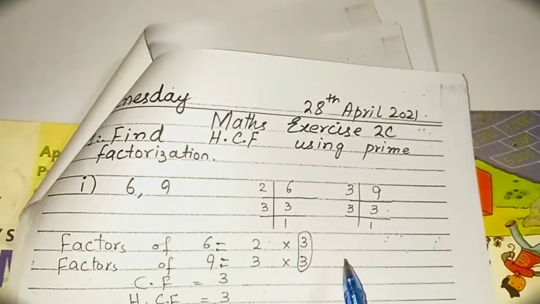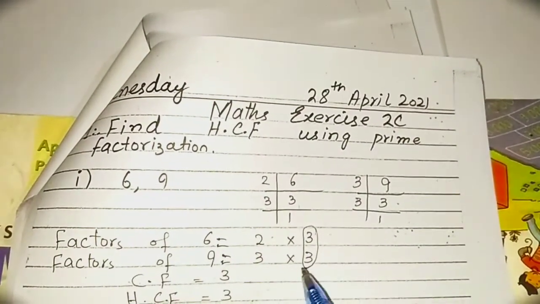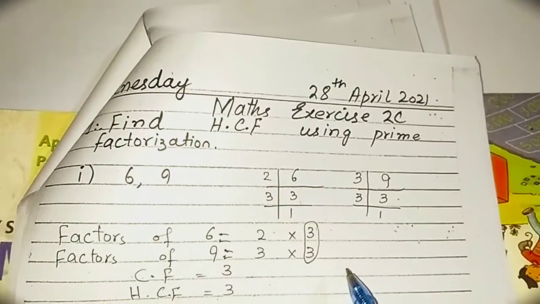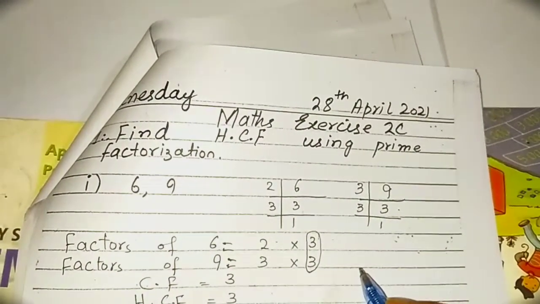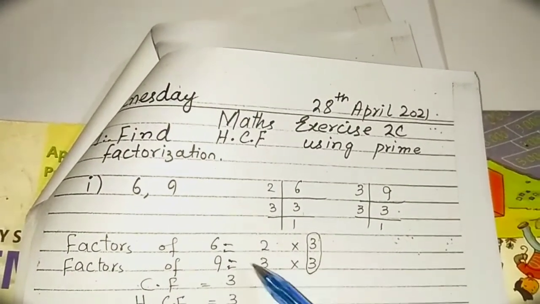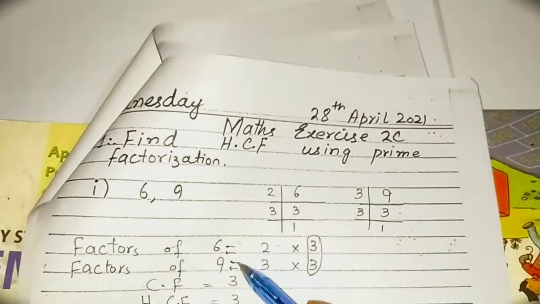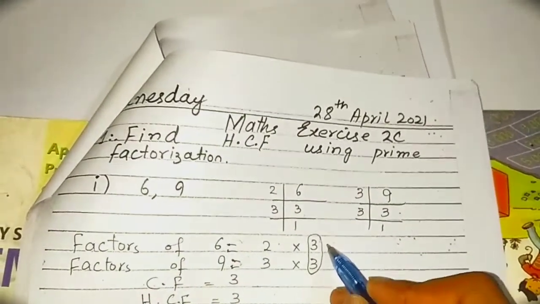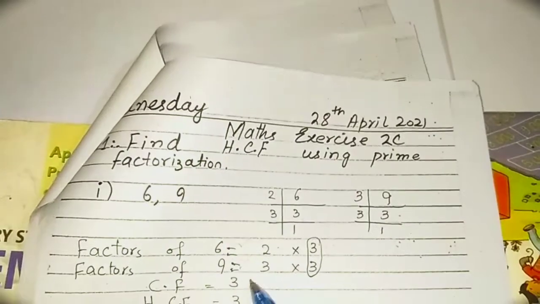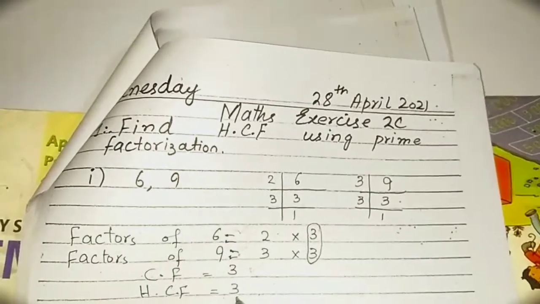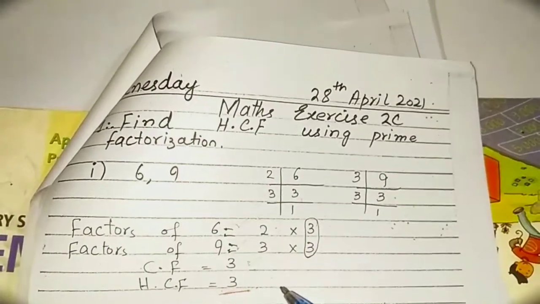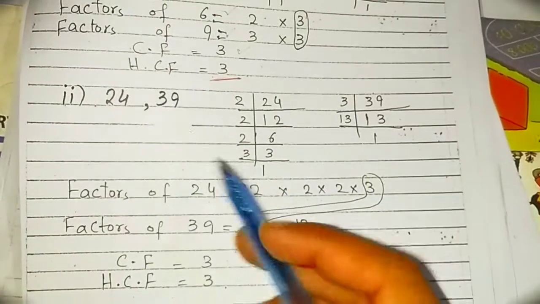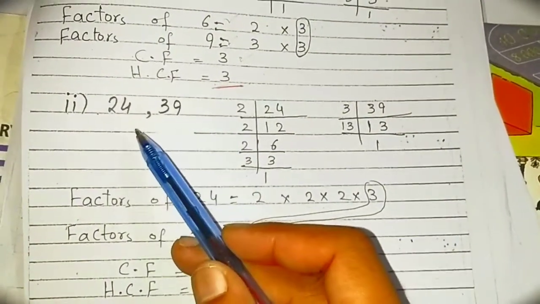Now we have to find HCF, and HCF is the product of common factors. Here the common factors are those numbers which occur in both the numbers 6 and 9. As 3 is the same in both numbers, our common factor is 3 and HCF is also equal to 3. Next, in part 2, we are provided with two numbers 24 and 39.